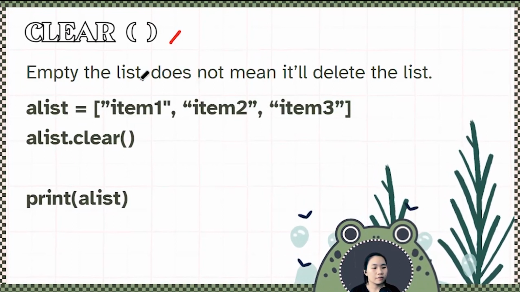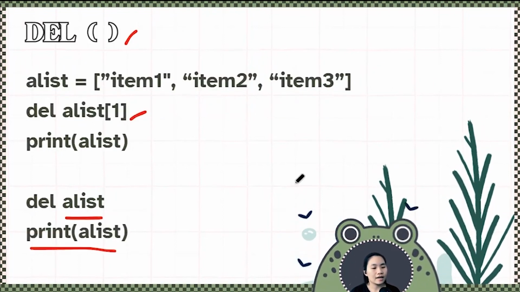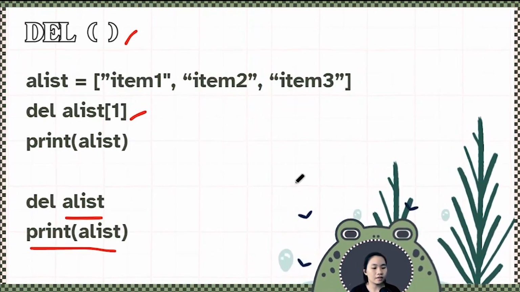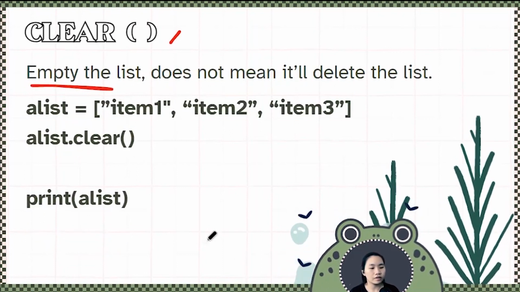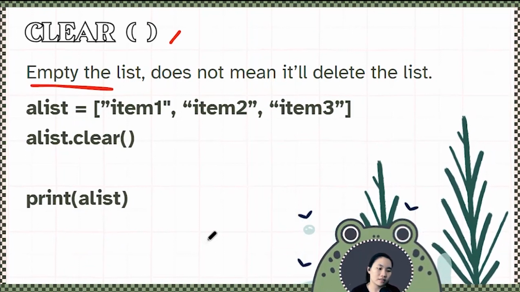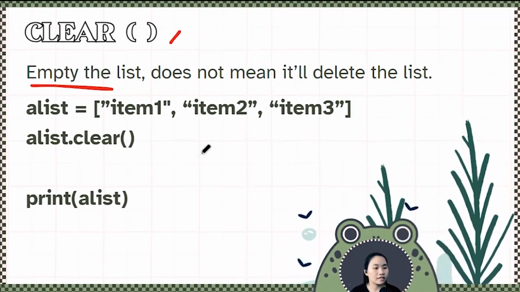Last but not least, the clear method. It empties the list. Clear differs from del in that it only clears the list, therefore the list will be empty instead of deleted. And if you print the list, it will not return an error, but it will give you just an empty list, just square brackets with nothing inside of them.